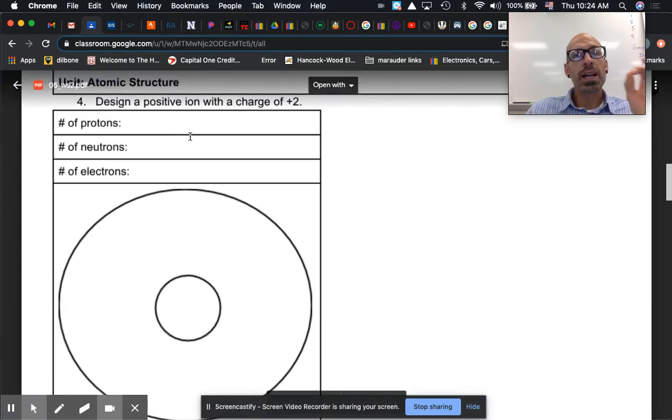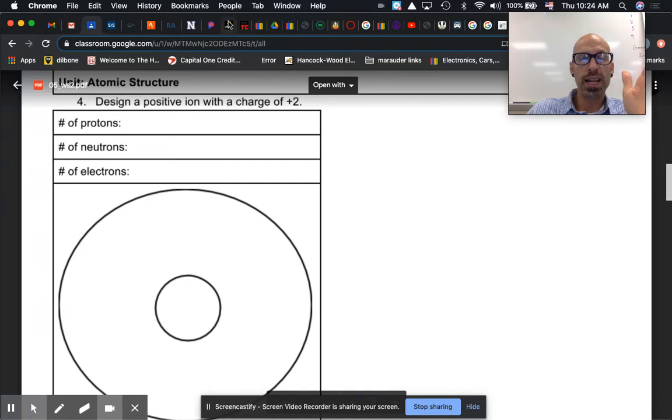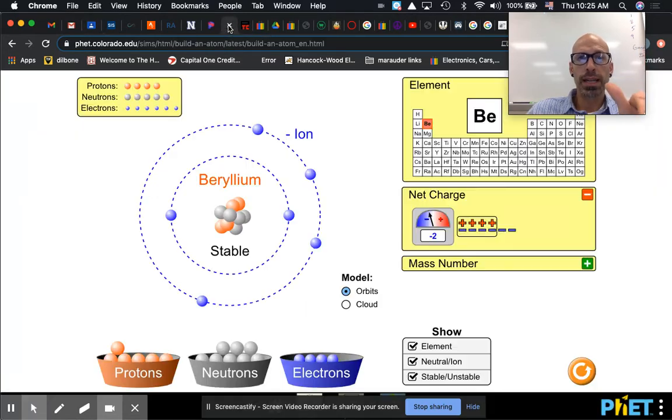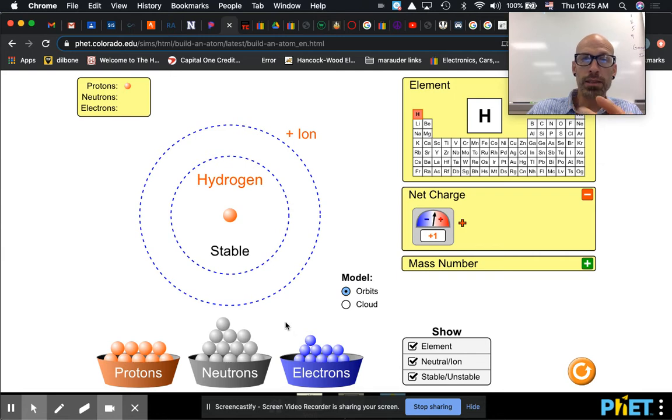And the next part. You're supposed to design a positive ion with a charge of +2. Now, for this one, what I did ask in class is whether there is an element that you cannot use for this. I'm going to do a reset and then recheck this. Is there one you cannot use to get a +2 charge? Okay, that's stable. So can I make a +2 charge out of hydrogen? No. The most that can be is +1 because we only have 1 plus.